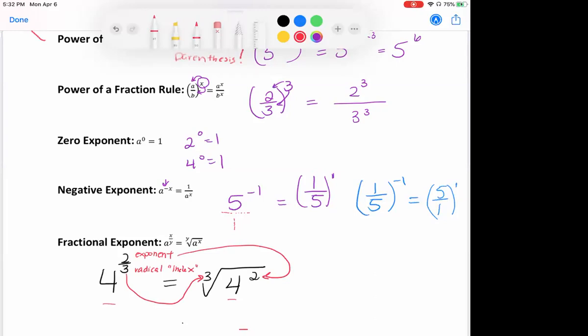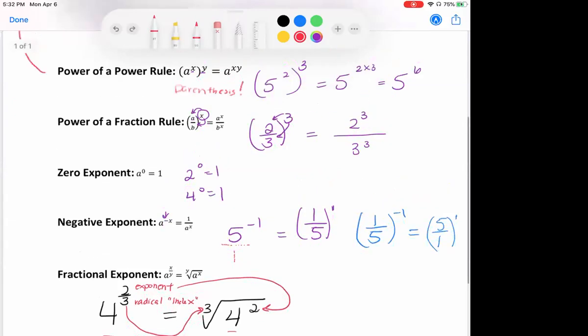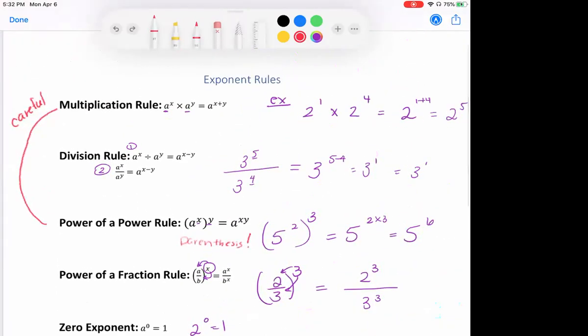And 4 is your base, that's a number, and your radical. Okay, so these are all of your exponent rules. And I kind of try to work in an example. The most important one that you'll see in the next upcoming section is the multiplication rule for sure, the power to a power rule. We'll see those a lot. So keep those in mind.